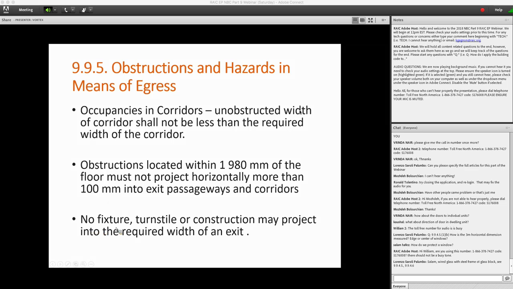And the other requirement is that no fixture, turnstile, or construction may project into the required width of an exit. So if, for instance, you have any fixture or turnstile or any construction in the public corridor or the exit, the most important thing is that you still maintain that required width of the exit to enable occupants to safely evacuate the building. Obstructions and hazards in means of egress is discussed in Article 9955 of the code, obstructions in means of egress.